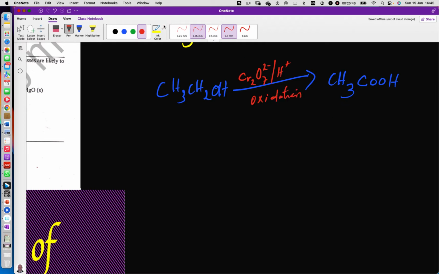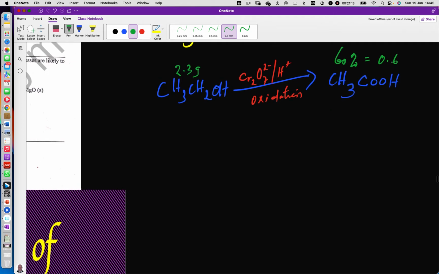And what are the masses? There we have two masses: this is 2.3 gram, and this is 60%. The product is 60%. Another equivalent for 60% is 0.6.